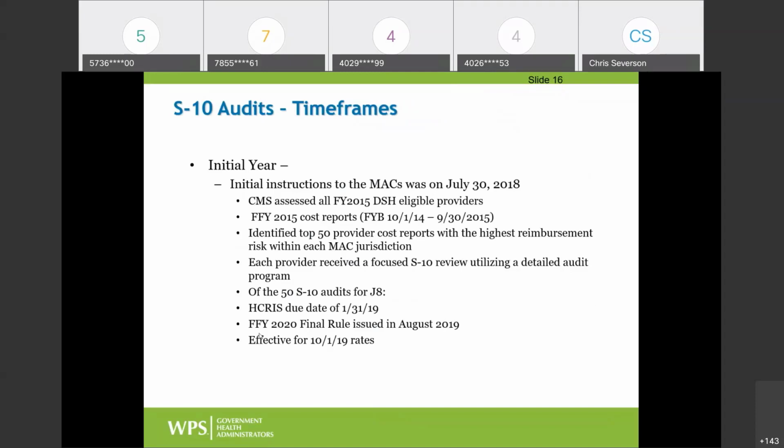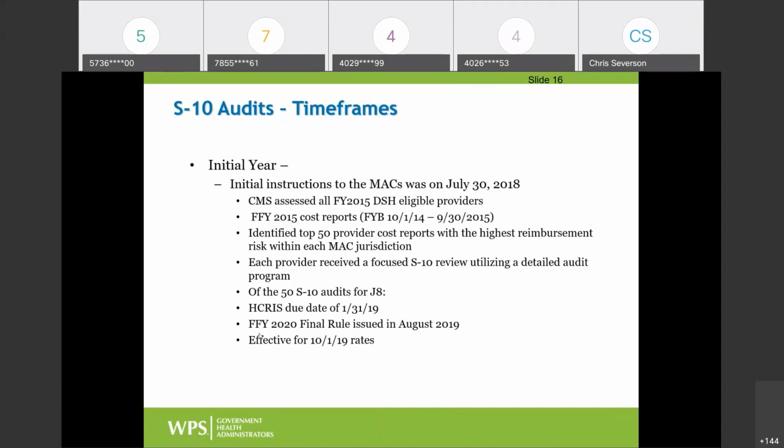Now we'll move on to a bigger topic of S10 audits. Right now, this is impacting really every, well, every acute care hospital that is eligible for DISH. So it's not quite every acute care hospital, but certainly it's the vast majority of them. So we're going to go through just a brief history of this, everything that led us up to today.